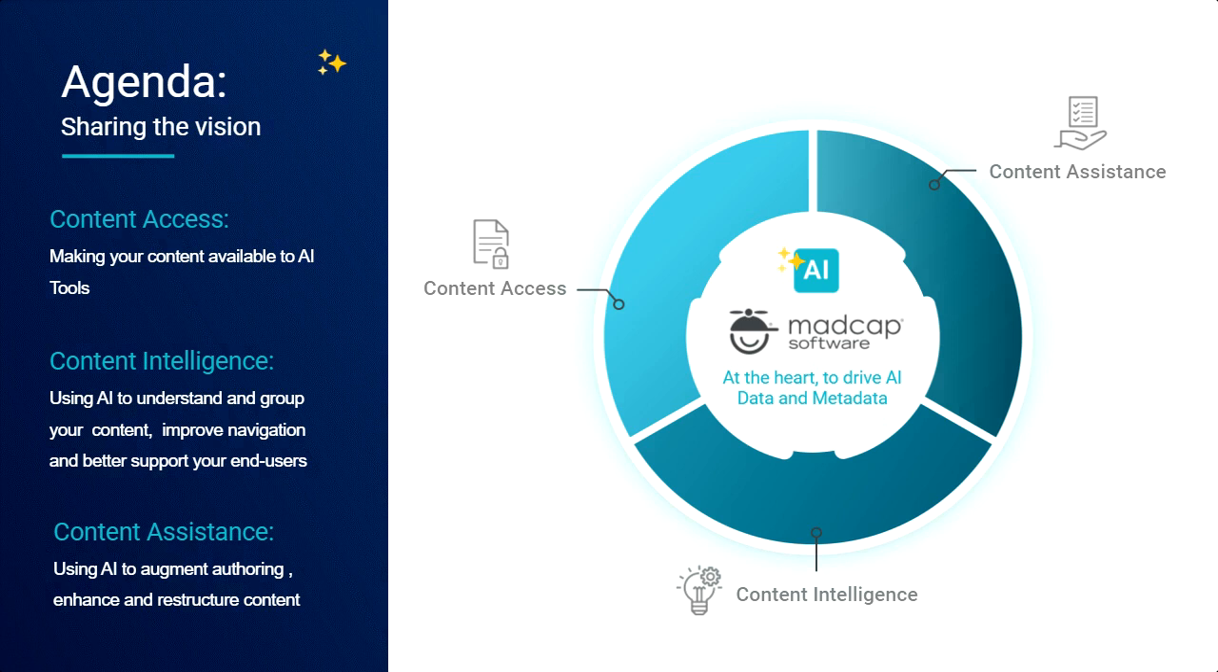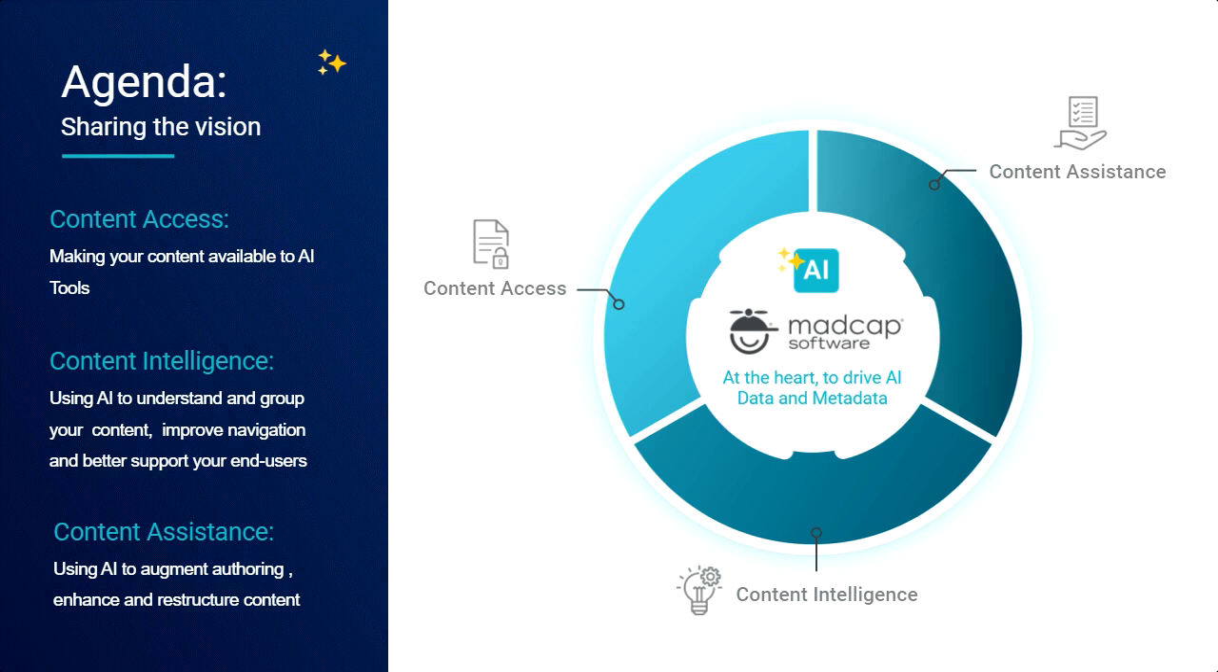Now, as Deepa mentioned, we're going to be digging into each of these through subsequent webinars. Episode 2 is really digging into content access. What are we doing exactly to make sure your content is ready to be consumed by AI tools? Episode 3, in October, covers content intelligence, digging into the features and functionality around that.